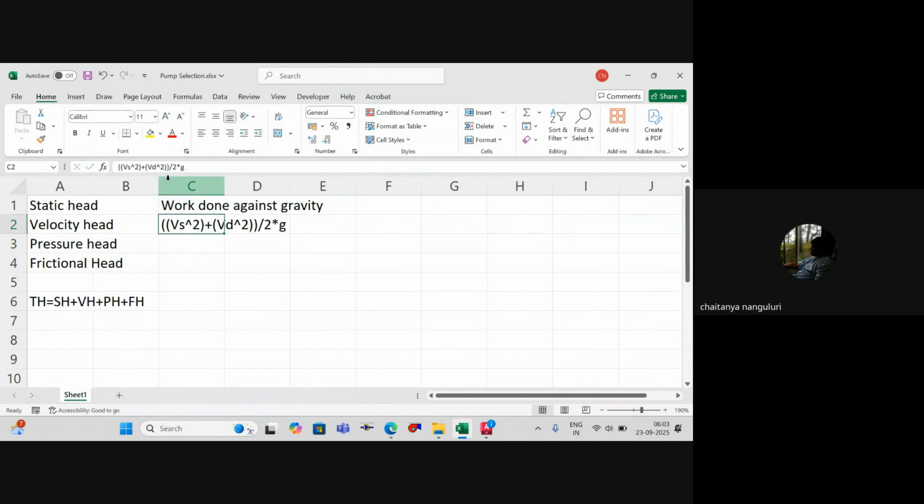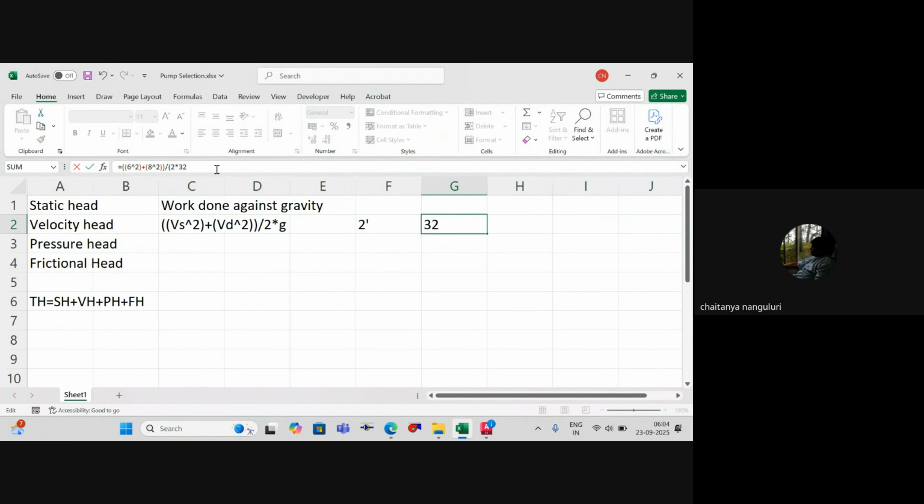For our practical applications in all our MEP services, it will approximately be 2 feet, about 1.6, like that we get it, because generally it will be 6 square plus 8 square. The general velocities will be 4 or 6 or 8 feet per second or something like that. So 6 square plus 8 square, divided by 2 into 32.